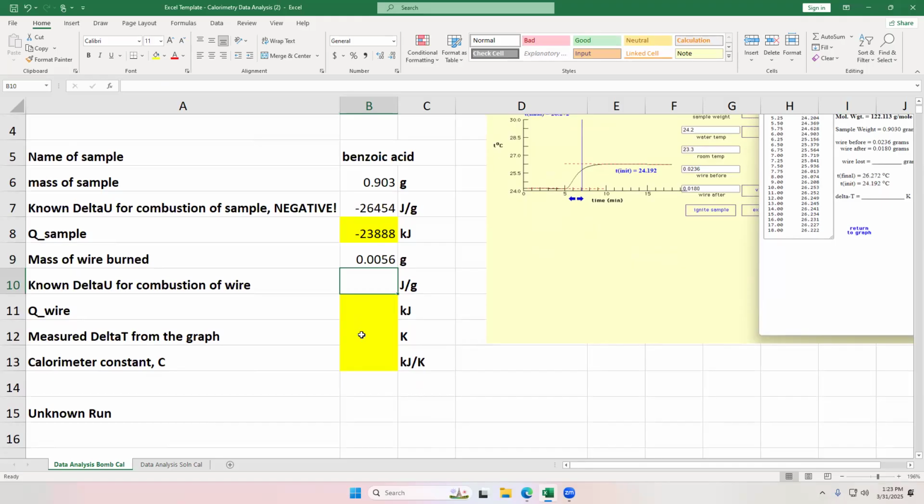Also divided by 1,000 to be in kilojoules. This is joules, so you divide by 1,000 to convert it to kilojoules, because I want the answer there in kilojoules.